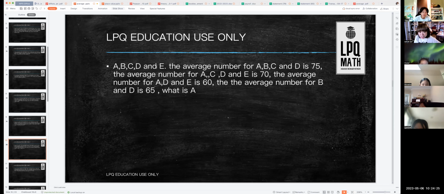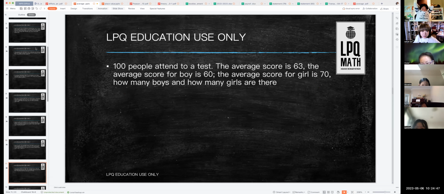So for this question, it's the same. In order to find A, everybody, we need to know B, C, D. In order to know B, C, D, we need to know C. And in order to know C, we're just using these two numbers minus together. Get it? So they are just linked together one by one. Okay, boys and girls, next one. Okay, so this question.